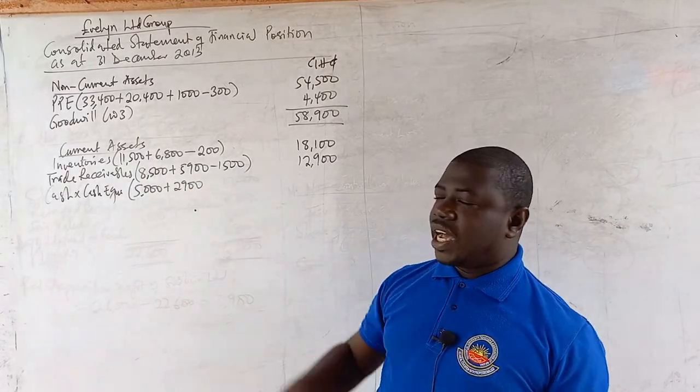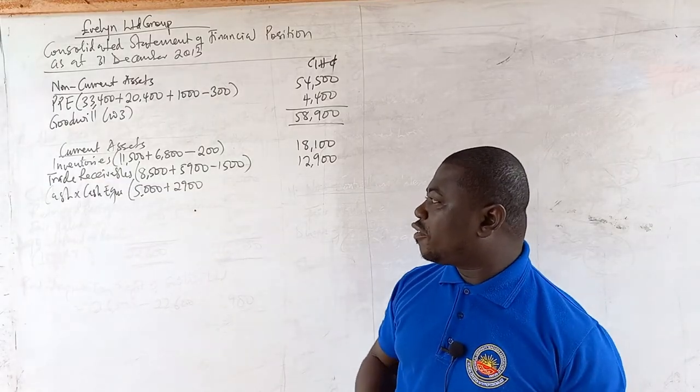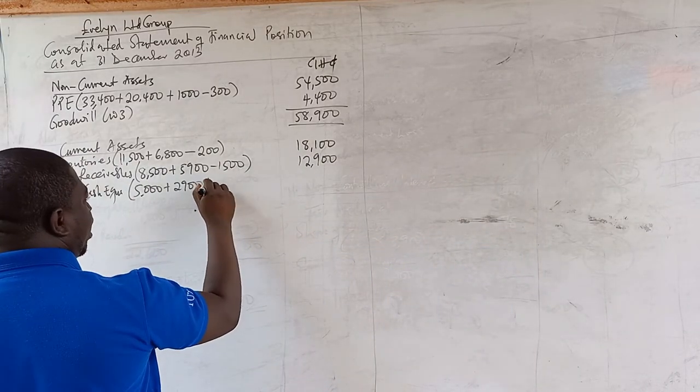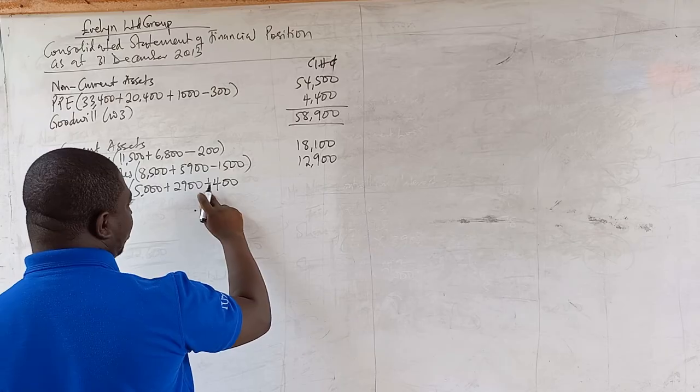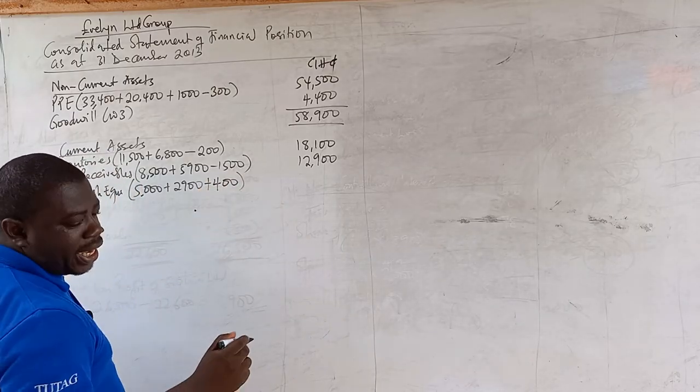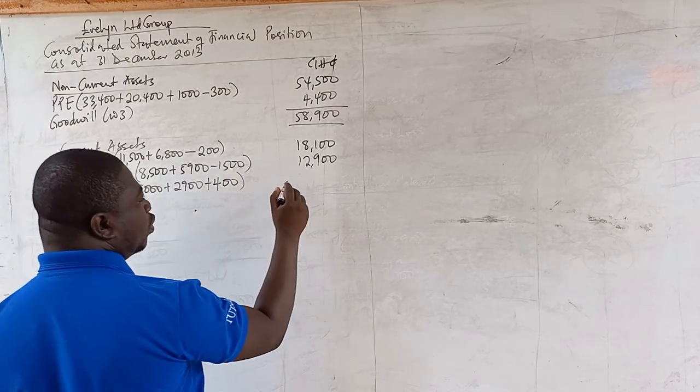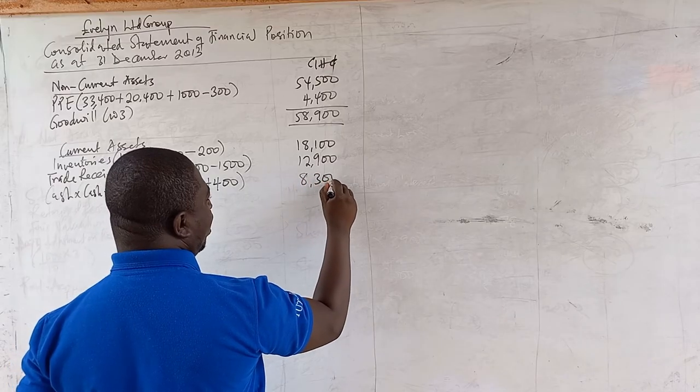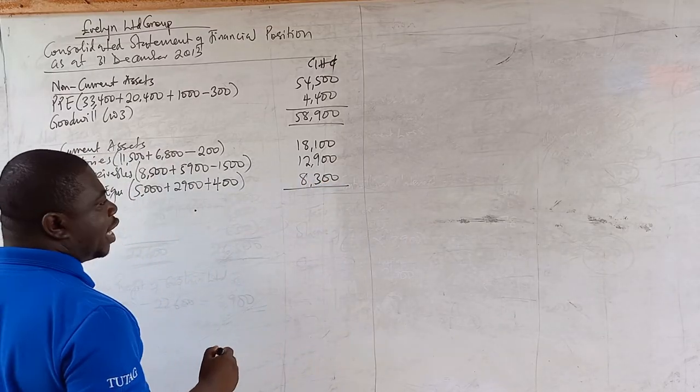Over here, the cash in transit that I explained will affect that. And the cash in transit will rather be added. So it will not be subtracted. So 400. So we add the cash in transit. That is going to give us total cash of 8,300. And that is all for the current assets.